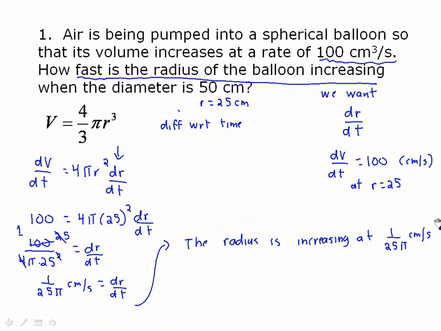Now this is happening at exactly r is equal to 25. So be aware what this implies. It really is, like I said earlier, a dynamic system. We're finding how fast it's increasing at that time. We're not finding what the radius actually is. We know that it's 25. You're finding the rate that it's changing.